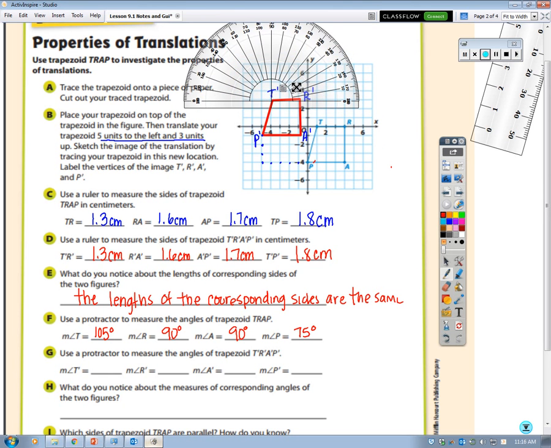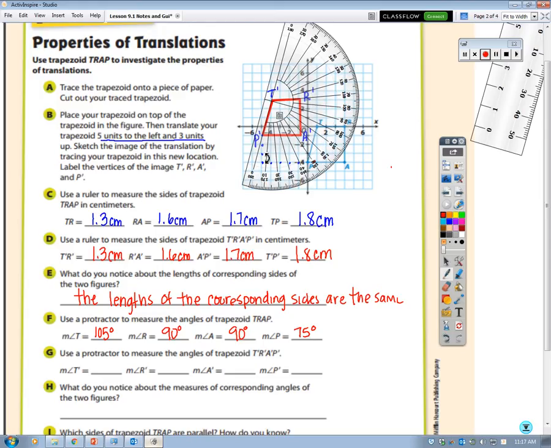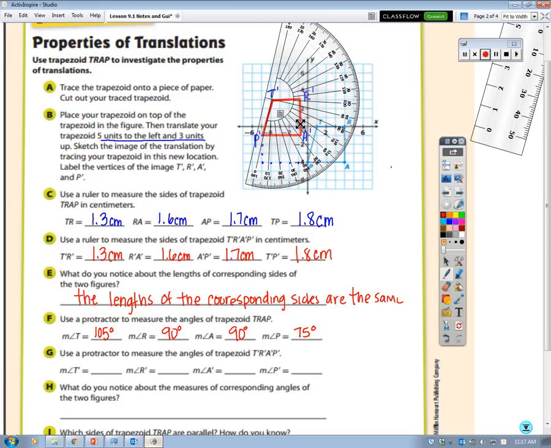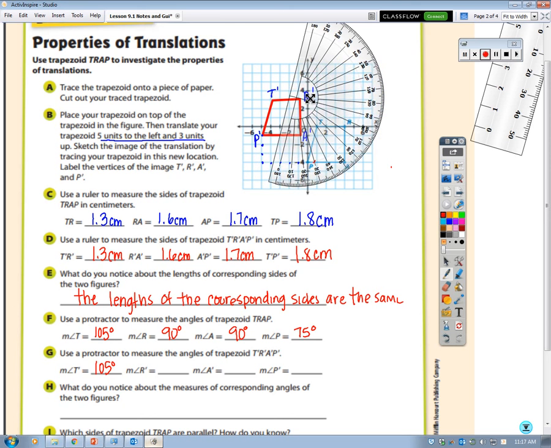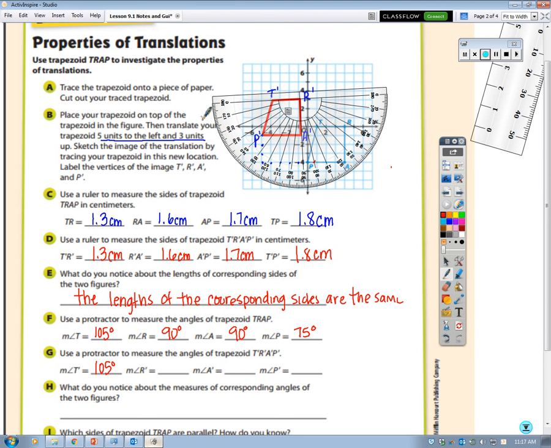So we're going to start with angle T, line things up, spin around, and we are looking at, oops, let's move this. There we go. We're looking at about the same angle here. It's pointing there between that 100, 110. So we're looking at about 105 again. And then we're going to measure angle R. I'm going to slide over here to angle R. Spin it around, make sure things are lined up. And we've got another 90-degree angle. Those 90s are so nice to measure.